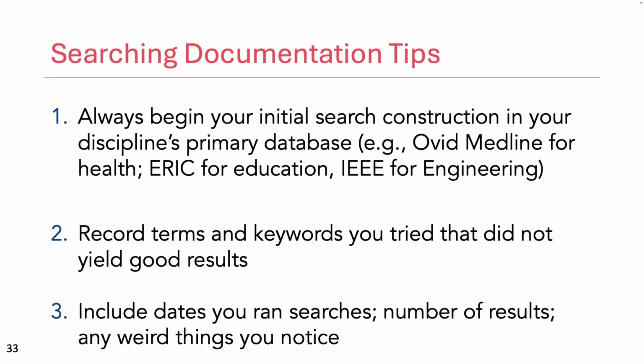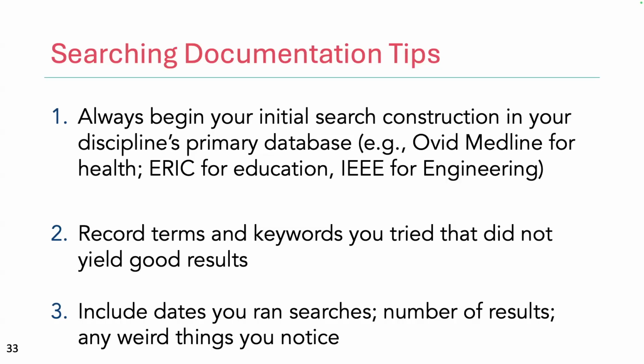IEEE is the primary database for engineering. It can be a little bit tricky for searching, but this is something you can talk with a librarian about. Think about, based on your topic and your research question, where you might want to look for articles, and then start your search there.